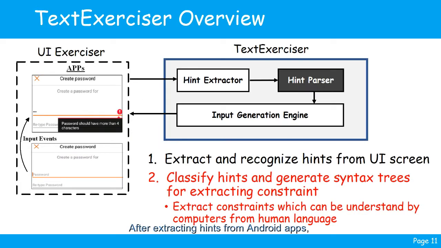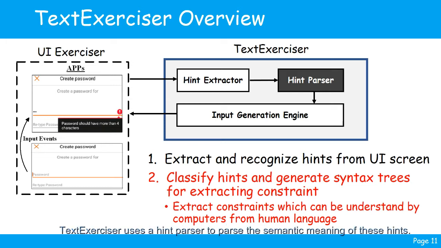After extracting hints from Android apps, TextExerciser uses a hint parser to parse the semantic meaning of these hints. The goal here is to extract constraints, which can be understood by computers, from those hints, which are written in human language.